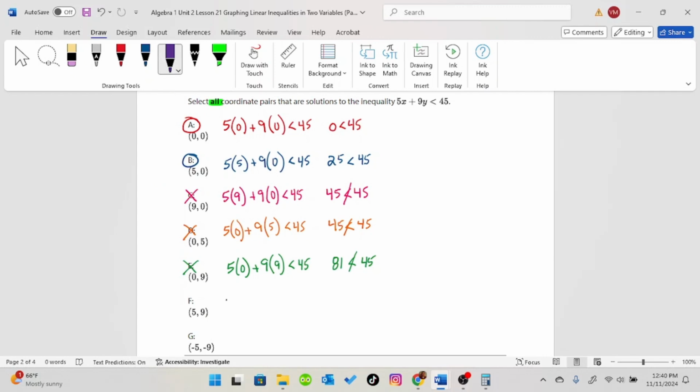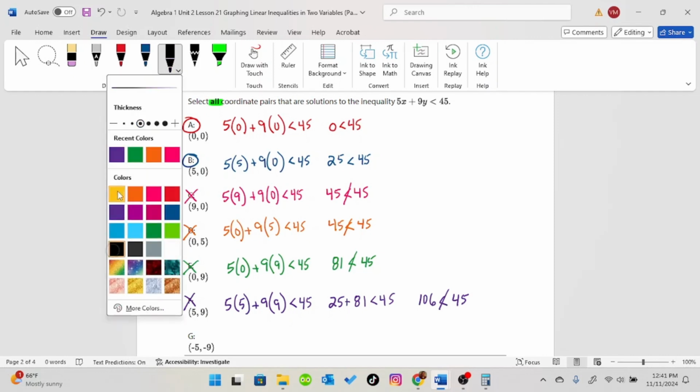Choice F. 5 times 5 plus 9 times 9 should be less than 45. 5 times 5 is 25. 9 times 9 is 81. And 25 plus 81 is 106, which is not less than 45, so F is not a solution to the inequality.